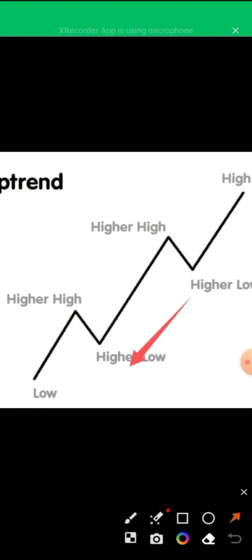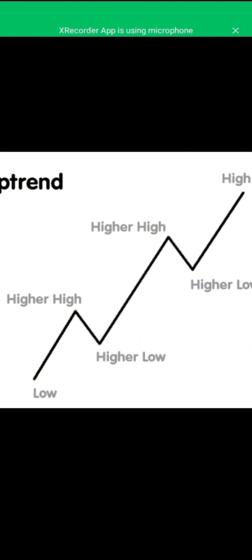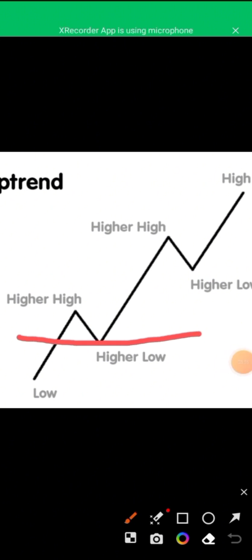It did not come down. Even if you want to draw a straight line like this, you see, it did not surpass this low down here. As far as it did not break this low, the trend is still going. It's still going on an uptrend. You understand what I'm trying to say? It's still going on an uptrend.